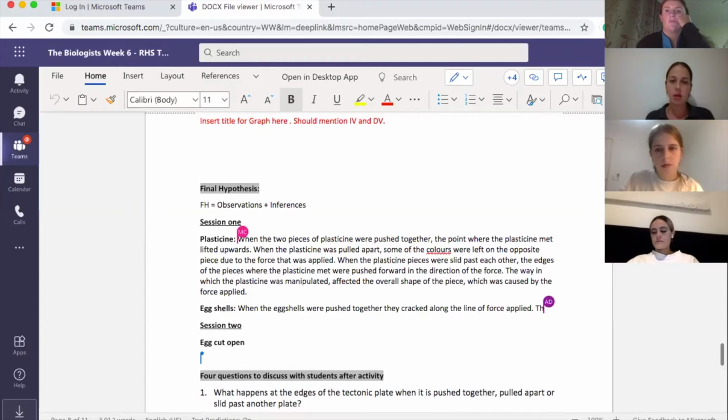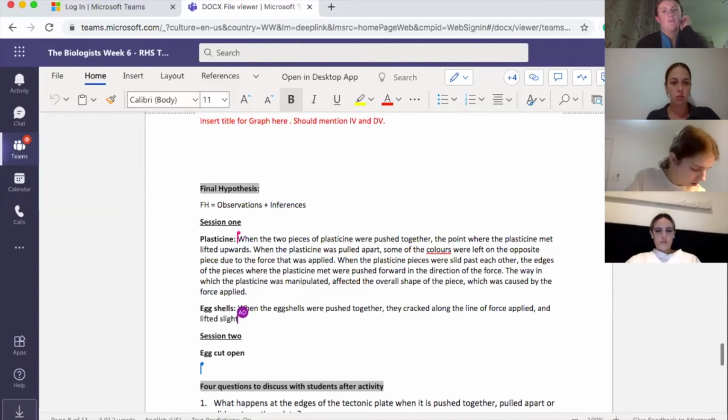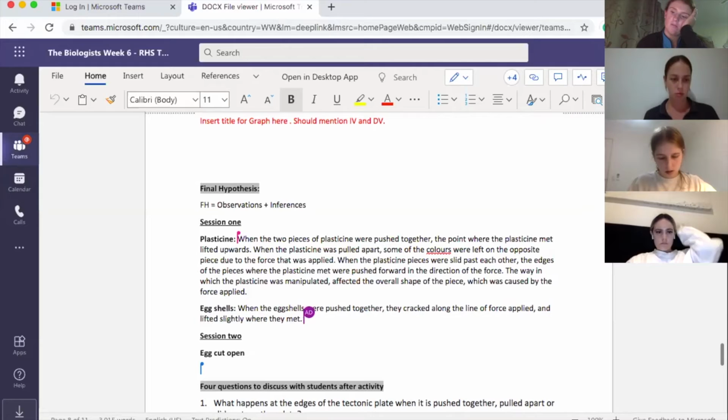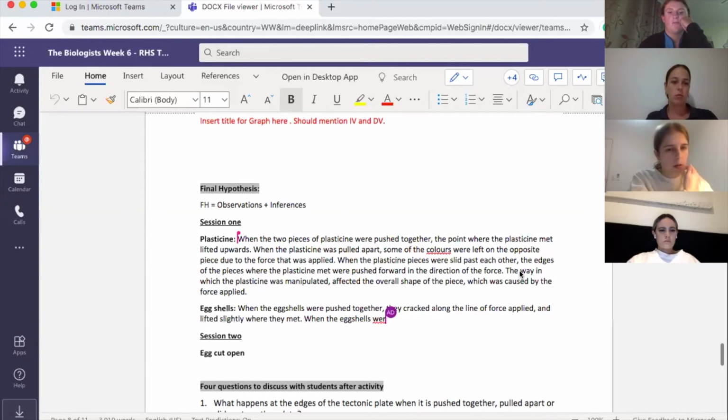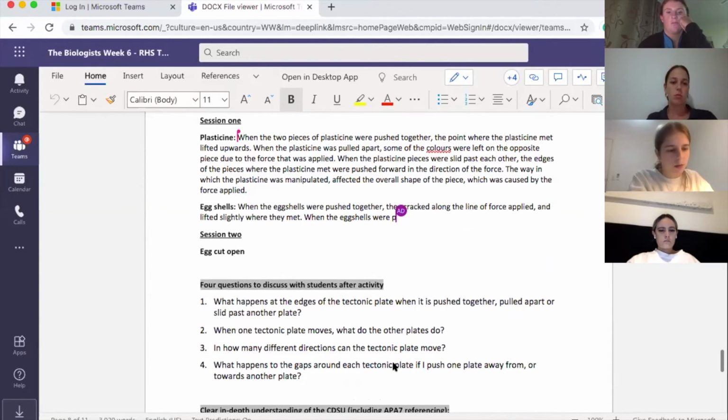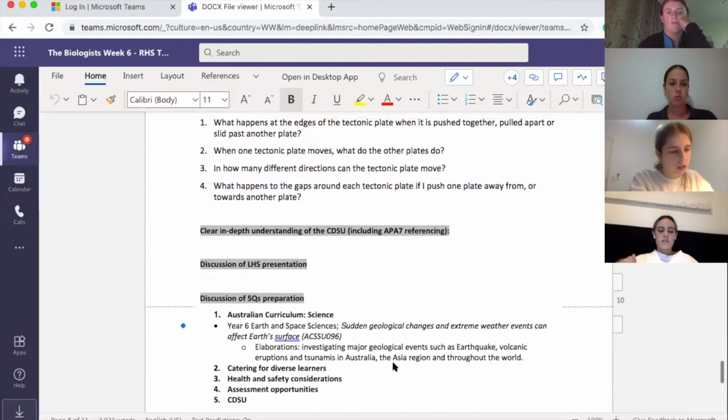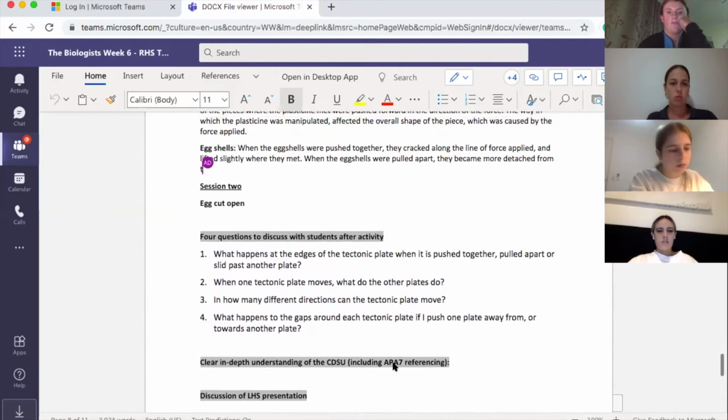Do I say that it lifted off or did it not really? It did a little. I mean, could be because I peeled half the egg before. When it was pulled apart, it came more detached from the egg. You could start to see the white part there, the inner.